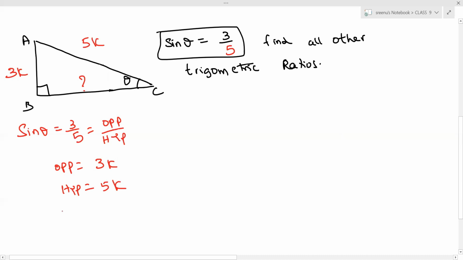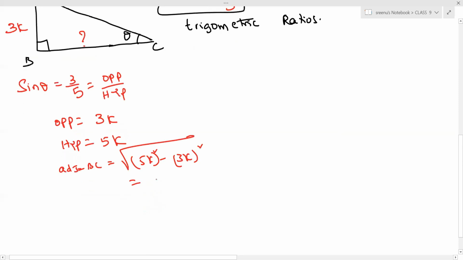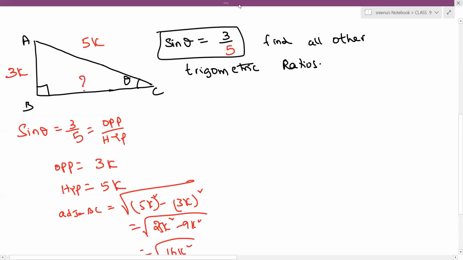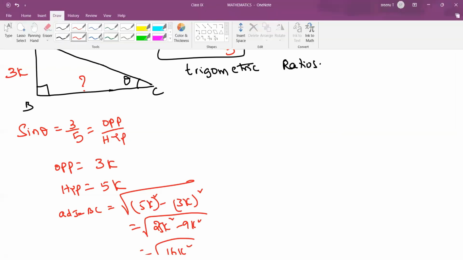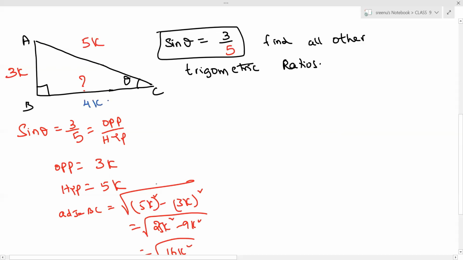Now I want to find BC, the adjacent side, which is missing. If you want to find any one of the short sides, it is big side squared minus small side squared. This is the rule. 5k squared is 25k squared, minus 9k squared, 25 minus 9 is 16k squared. Taking the root, you get 4k. Now the adjacent is 4k. That means you find the unknown value by using this rule.